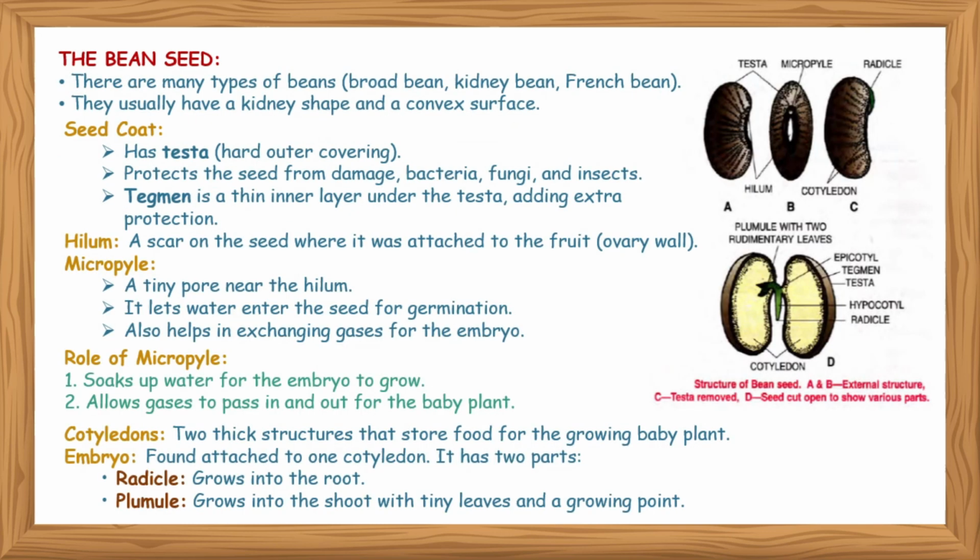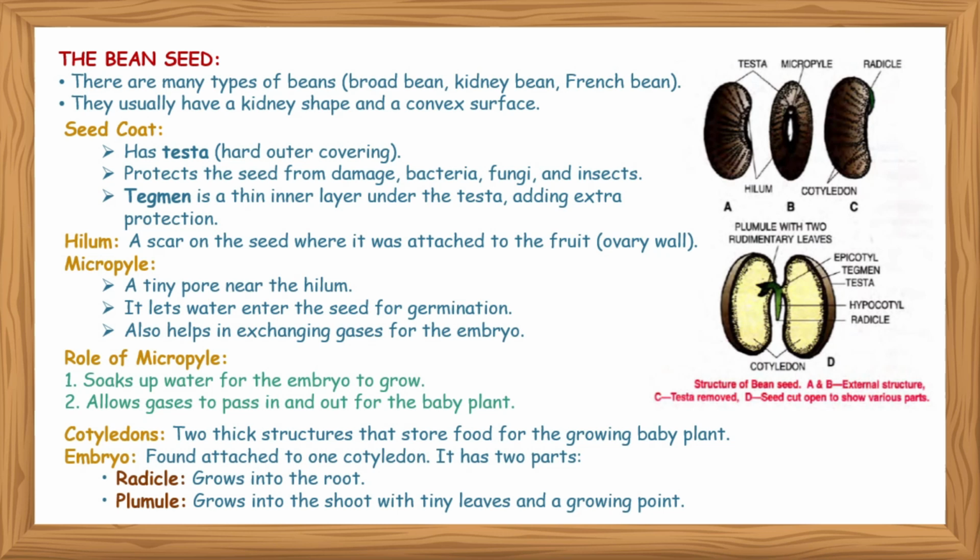The bean seed. There are many types of beans like broad bean, kidney bean, French bean, etc. They usually have a kidney shape and a convex surface. Seed coat: it has testa or hard outer covering. It protects the seed from damage, bacteria, fungi and insects. Tegmen is a thin layer under the testa, adding extra protection. Hilum, a scar on the seed where it was attached to the fruit or ovary wall.